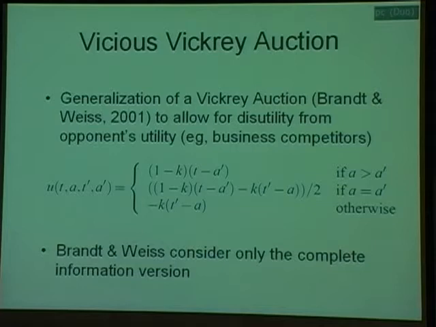But the variant is called vicious Vickrey because it adds a term to the payoff function for my utility for your disutility. So say we're competitors, business competitors, and I don't want to only maximize my profit, I want to minimize yours, right? So now I want to bid possibly more than my valuation in hopes that if I lose, I'll at least force you to pay more than you would have otherwise. Okay, so this turns out to be the equilibrium for that game.